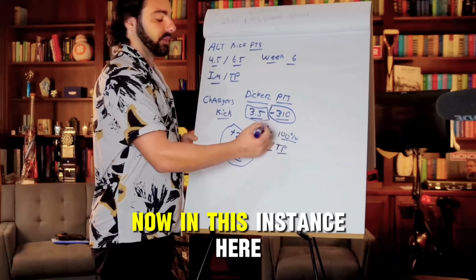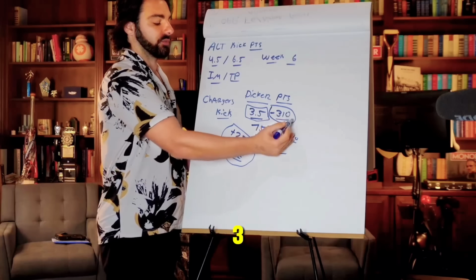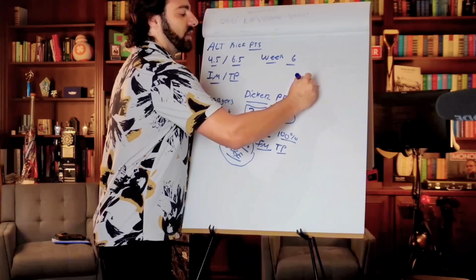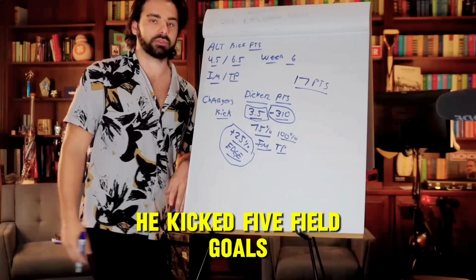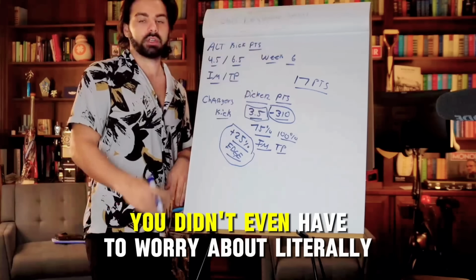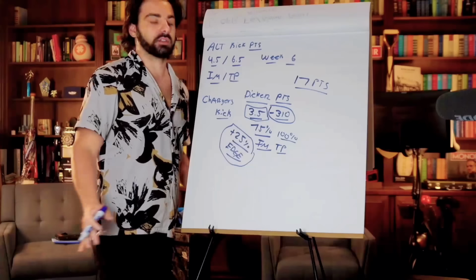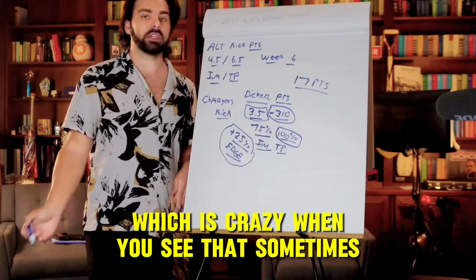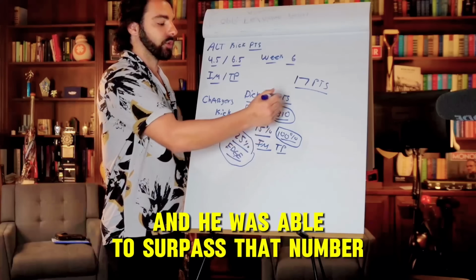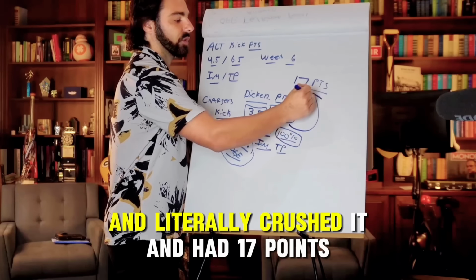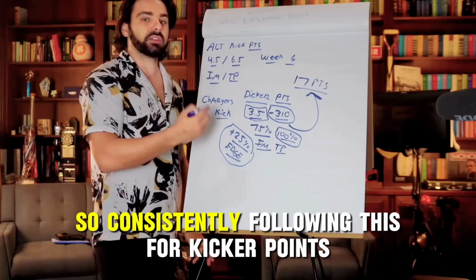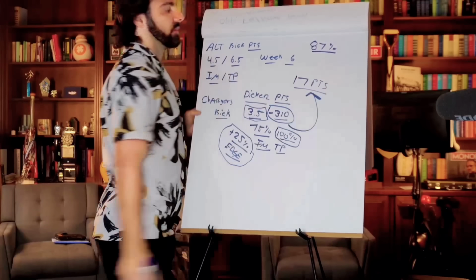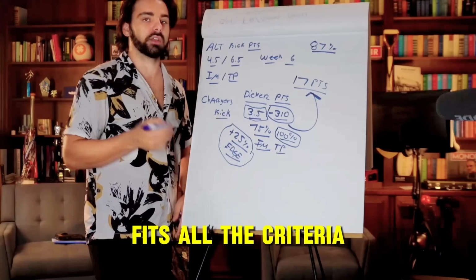Now in this instance, we have a 25% edge on a minus 310 for Dicker to go over 3.5 points. Do you know how many points he ended up actually having? He ended up having 17 points. He kicked 5 field goals. So this was blown out of the water. You didn't even have to worry about any sweat in this game whatsoever. And the 100% true probability, which is crazy when you see that sometimes, stayed true. He was able to surpass that number with ease, literally crushed it and had 17 points. So consistently following this for kicker points, you're able to hit 87% of the time. But you have to make sure that it fits all the criteria that I just taught you.